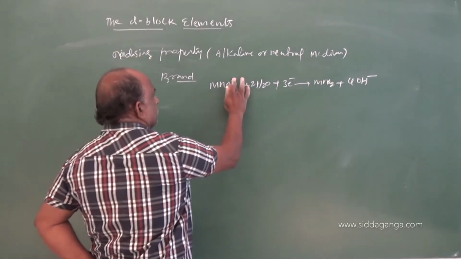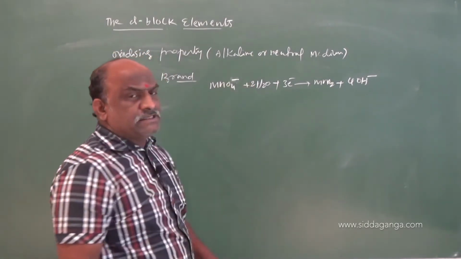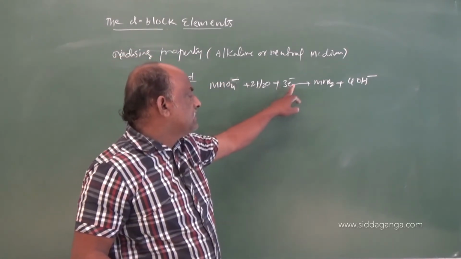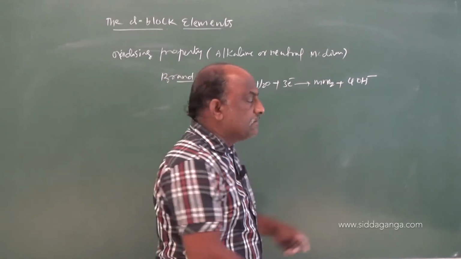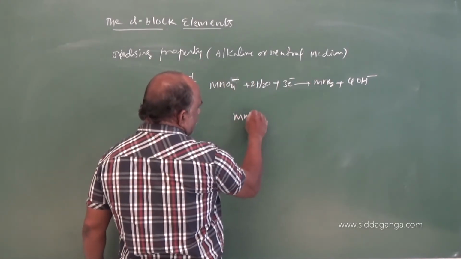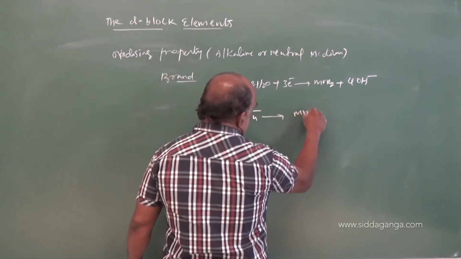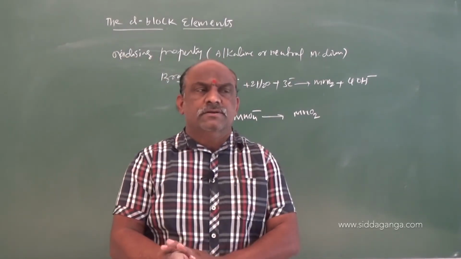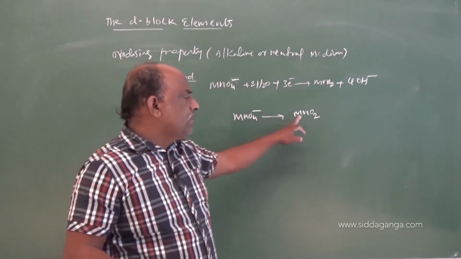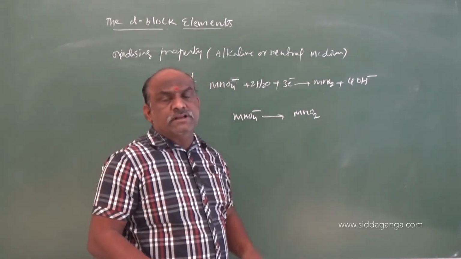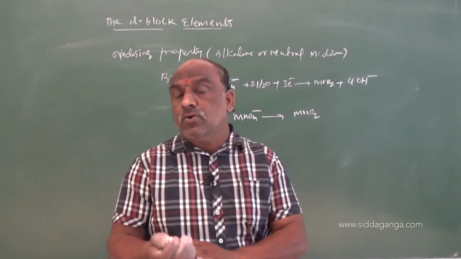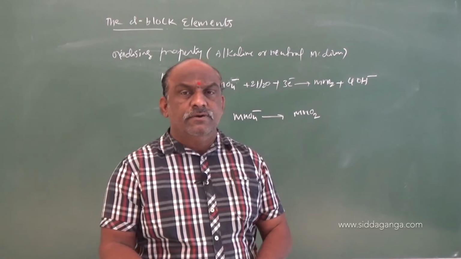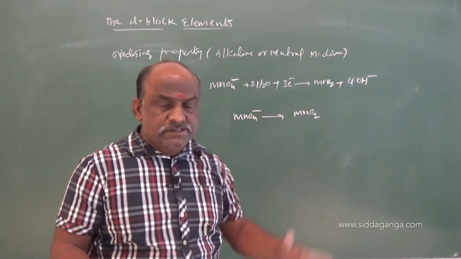MnO4 minus plus 2H2O plus 3 electrons gives rise to MnO2 plus 4OH minus. So, this is the equation. MnO4 minus gives rise to MnO2. This is the alkaline medium, or a neutral medium is also considered. Actually, one more equation is also there, MnO4 minus gives rise to MnO4 2 minus, but here we do not consider that according to our syllabus.